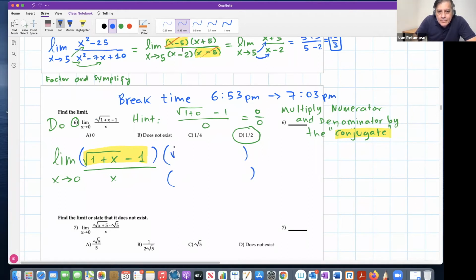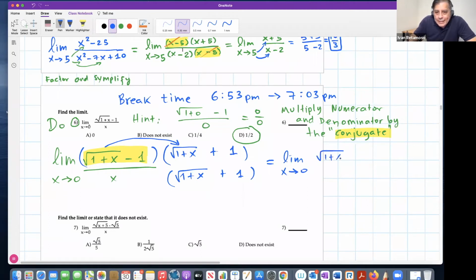The conjugate of this expression is square root of 1 plus x plus 1. And here also, square root of 1 plus x plus 1. Now we have to do this algebra that you learned in previous courses. How do you multiply this? Well, you kind of FOIL this out. This multiplication will lead to the following.